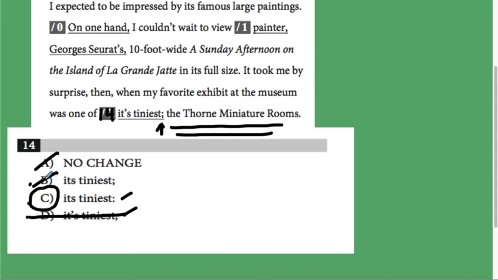You can see that using the rules helps you eliminate a lot of the answers. All right, just remember those 2 rules for semicolons and colons, and you should be able to get all of these SAT problems right on the writing section. Have a great day.